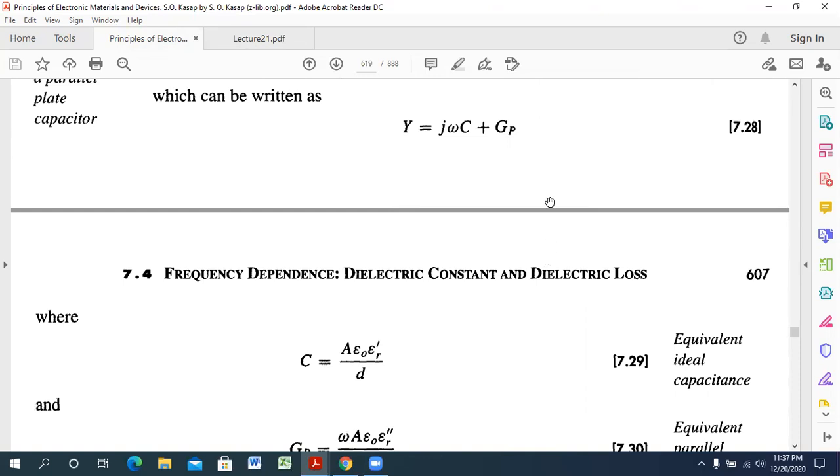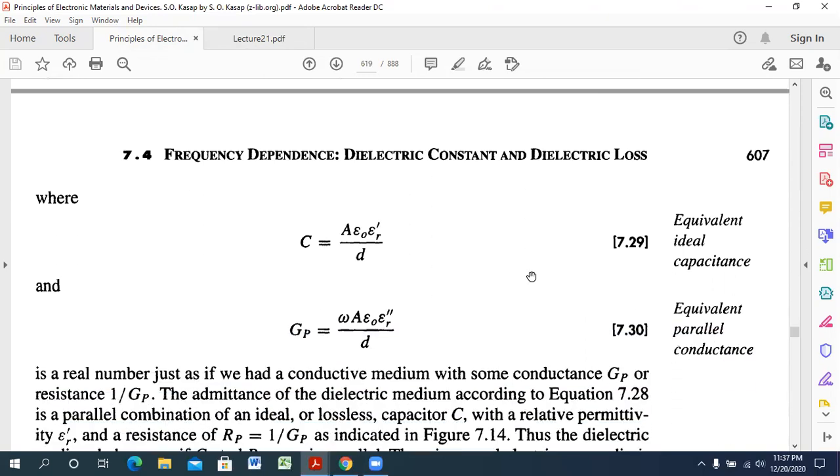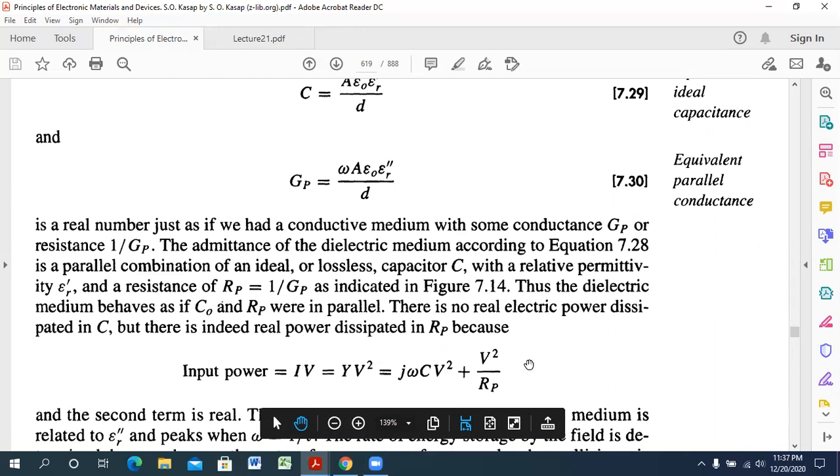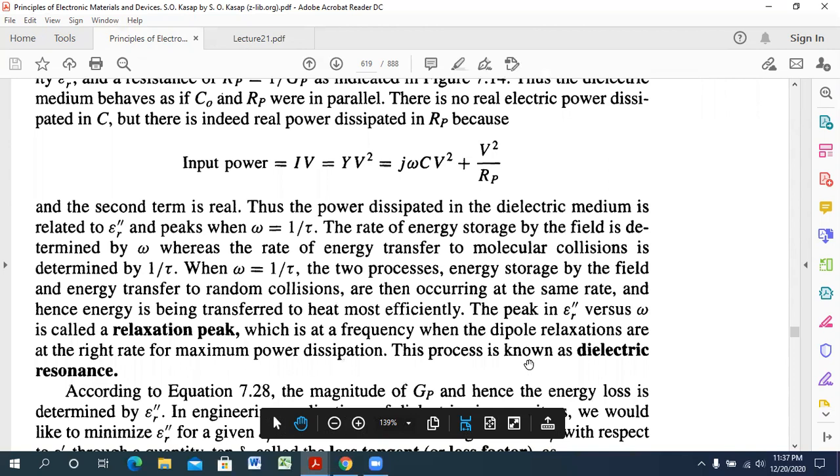Now we know that Gp is nothing but the conductance of this parallel resistance, so Rp equals 1 by Gp. Very simple. So what will be the input power? We know that P equals VI. We can also write I equals YV, so that will be Y V square. Just put the values here. Okay, so that is the input power.